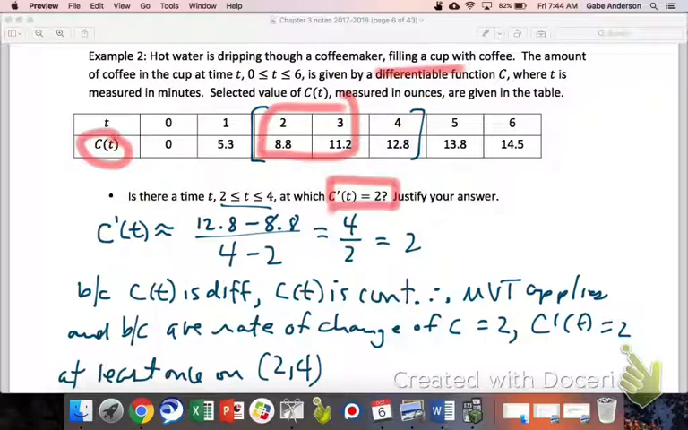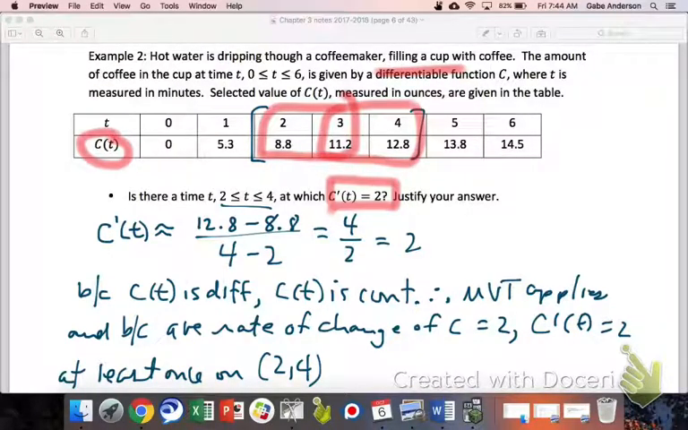So the average rate of change there would be 2.4 over 1. And then here, the average rate of change would be 12.8 minus 11.2, which is 1.6 over 1. So C prime went from 2.4 to 1.6.